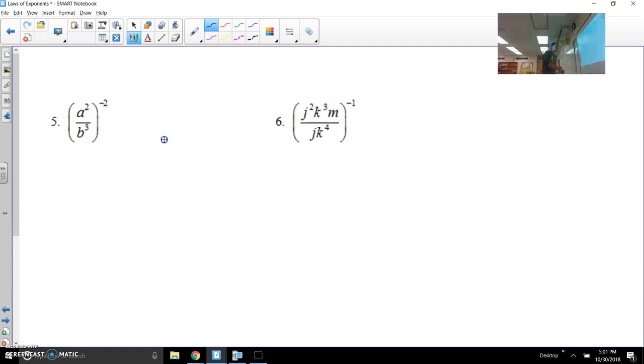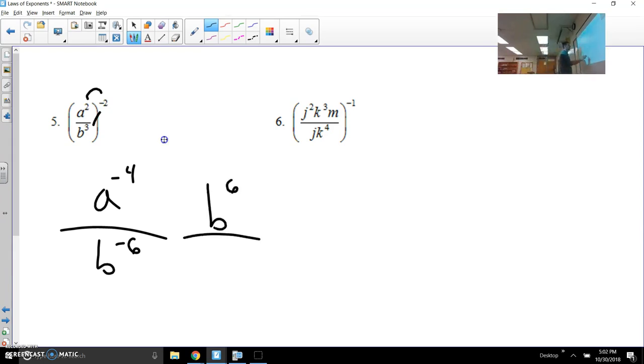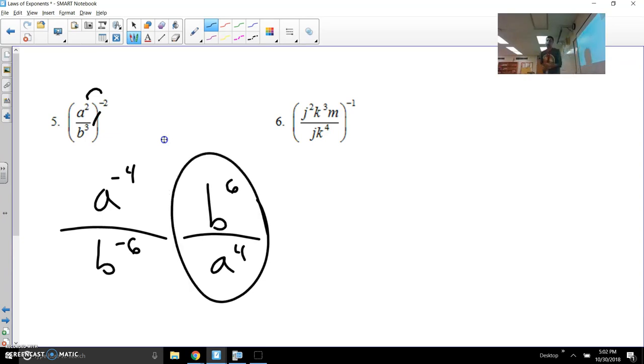Now, when you put a power on a power, this is called powering a power. This is when you're going to multiply. This is 2 times negative 2, negative 4, and 3 times negative 2, negative 6. However, when you have exponents that are negative, you can rewrite them where their power is positive. So that would be b to the 6 and a to the 4. So they're basically going to flip sides and become positive when you do that.